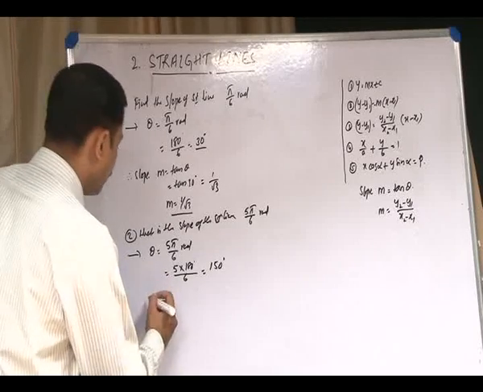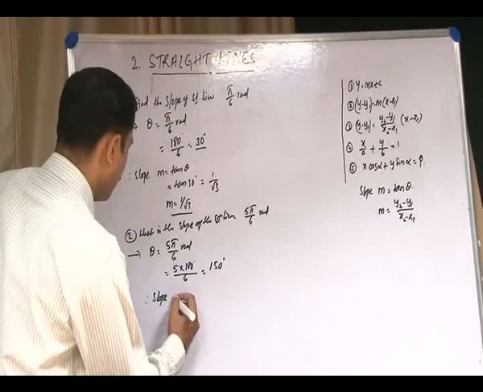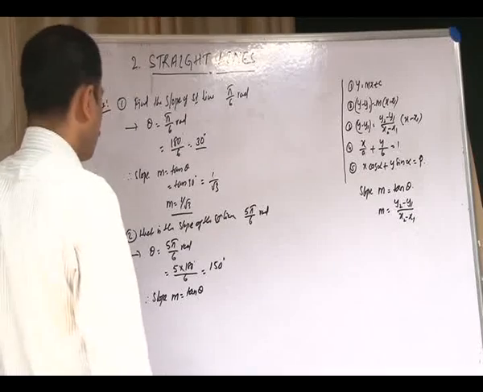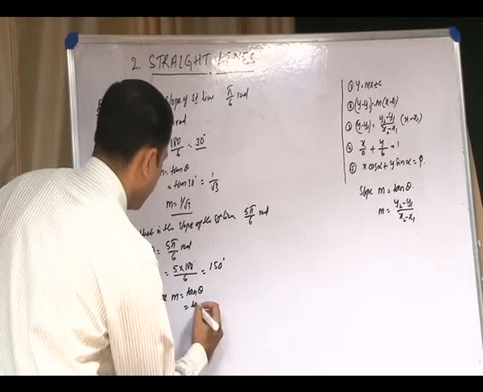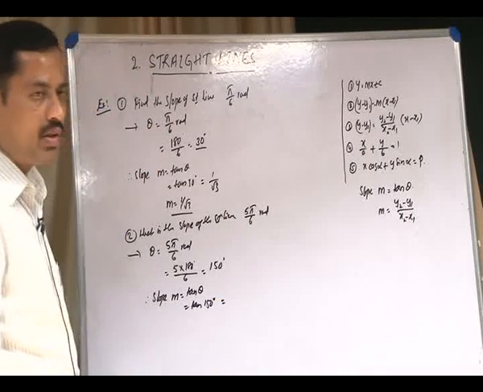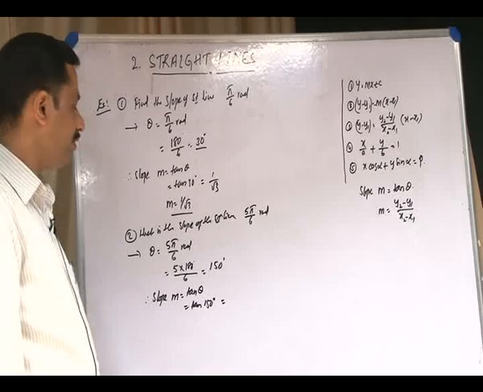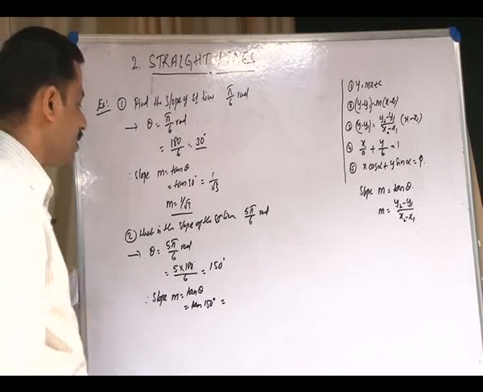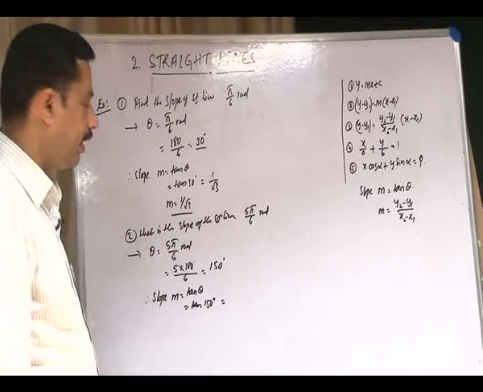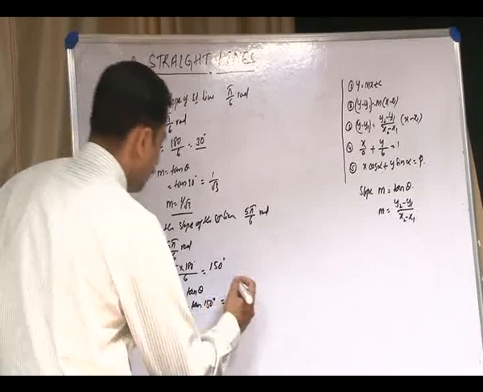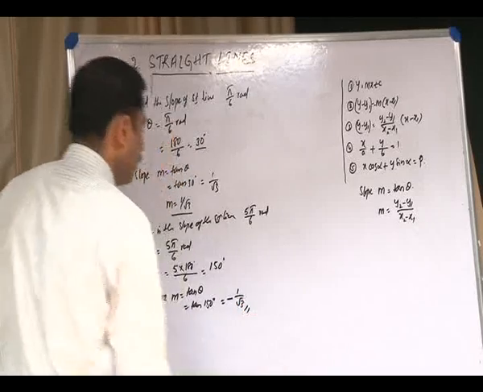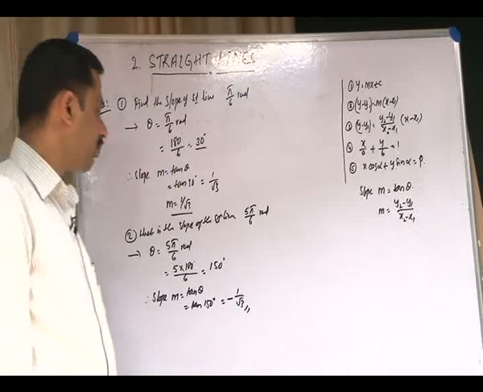Therefore, the slope of that line is given by slope m is equal to tan theta, tangent of angle theta. If you substitute angle theta here, we get tan 150 degrees. In the last class I gave the values of tan theta for standard angles. 150 degrees comes in the second quadrant, and in the second quadrant tan theta is negative according to the ASTC rule. So tan 150 degrees is equal to minus 1 by root 3.